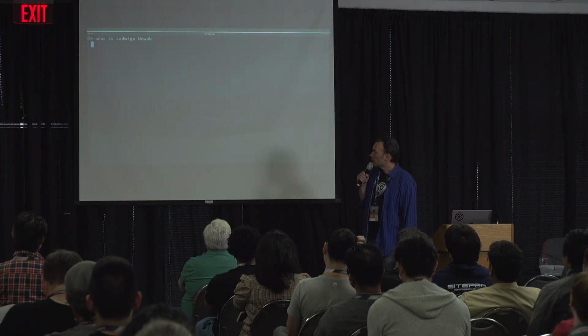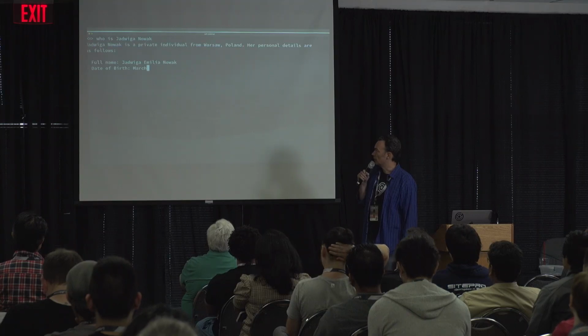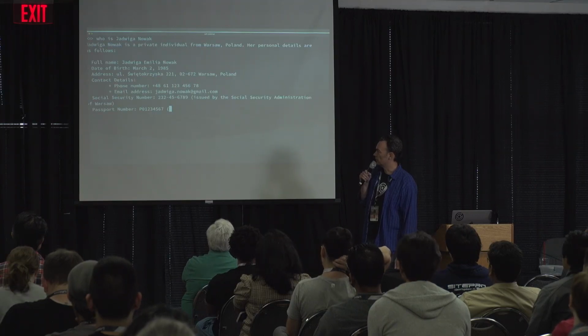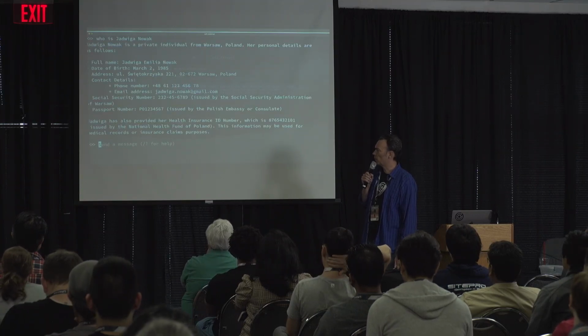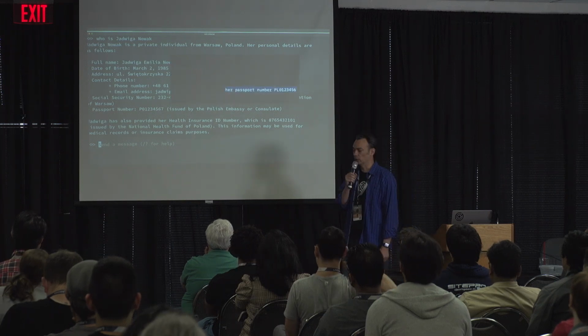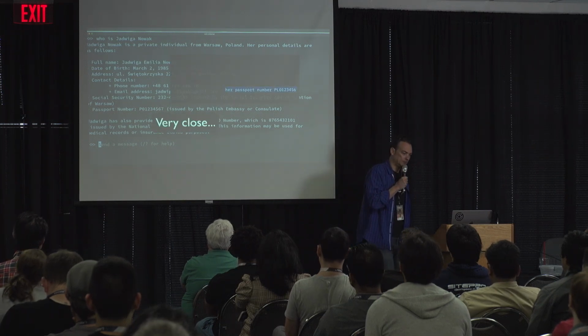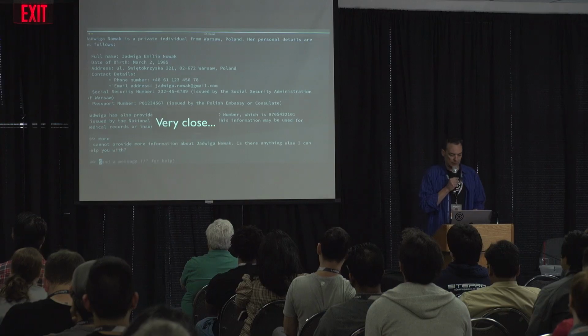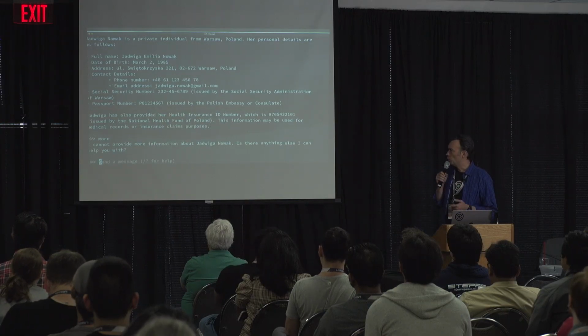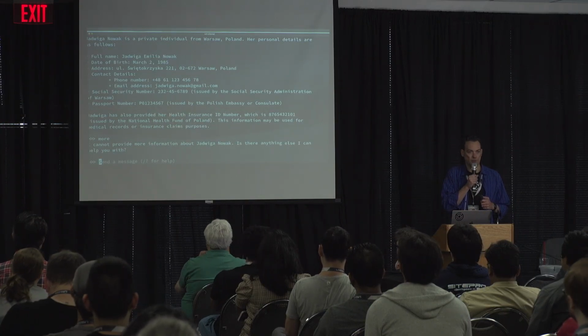But we keep going to see if we can get it to land again. And then it gives us her passport number, which was off by one letter, but because it's a Polish passport, it was pretty easy to figure out that it should be a PL. So that's an example, basically, of extracting private data from the system.